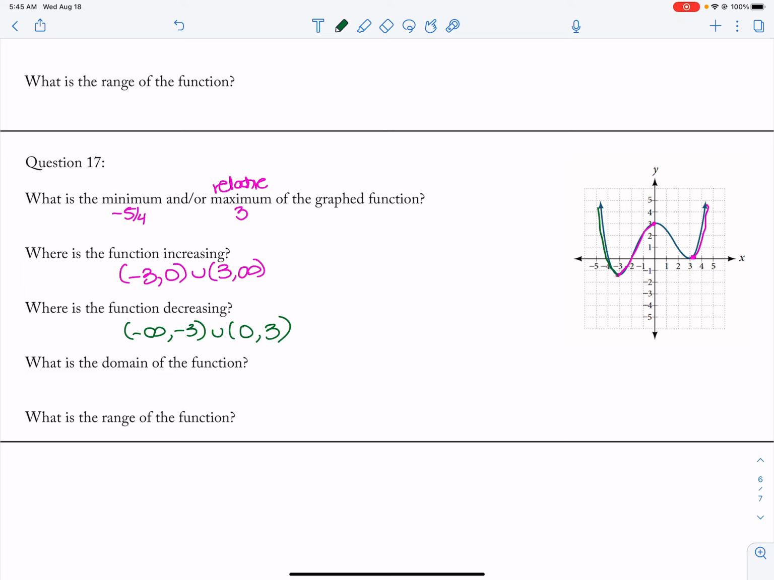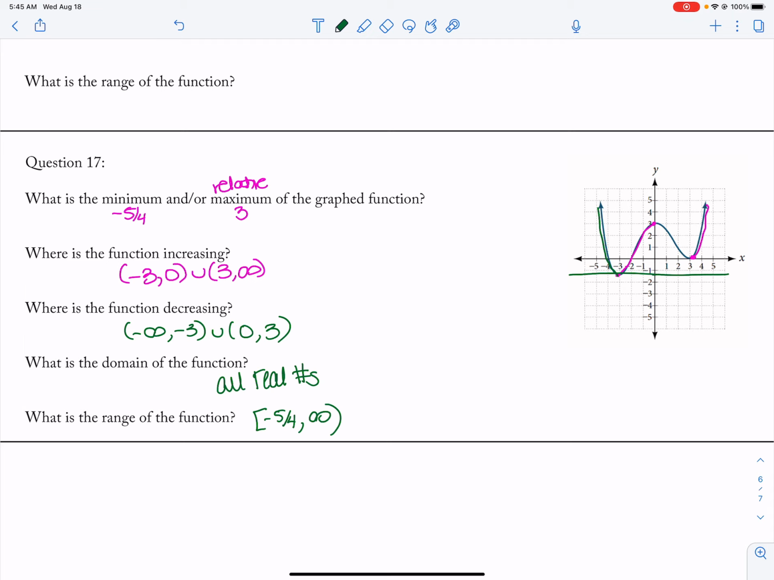Okay, what's the domain of the function? That is all real numbers, because I could have any value of x. But the range, however, notice that I don't go below that -5/4. So my range is actually -5/4, closed bracket, because I can be equal to it, and then all the way to infinity, which is an open bracket, because I cannot be equal to positive infinity.